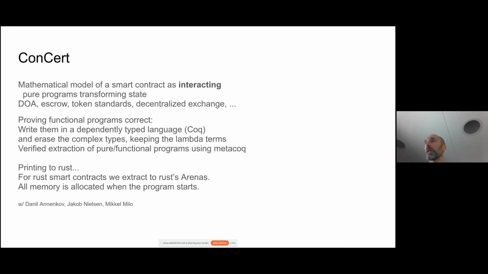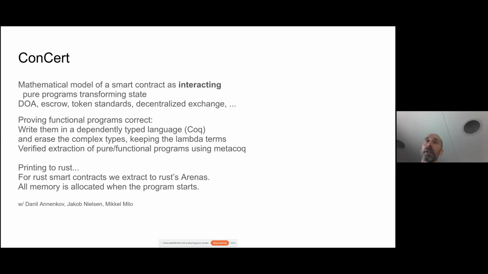So the ConCert tool is a mathematical model of smart contracts, and especially of interacting smart contracts. So we look at a smart contract as a pure program in the state monad, or just a pure program that transforms state. And we've modeled many of the standard smart contracts, so the DAO, escrow, token standards, decentralized exchange. And then we prove them to be functionally correct, and we do this by using the rich language of Coq, so we can write them in a dependently typed language.